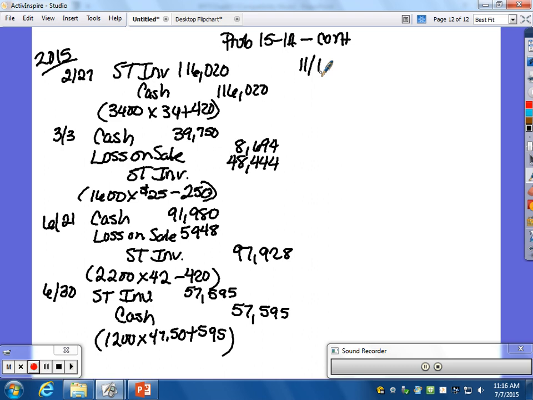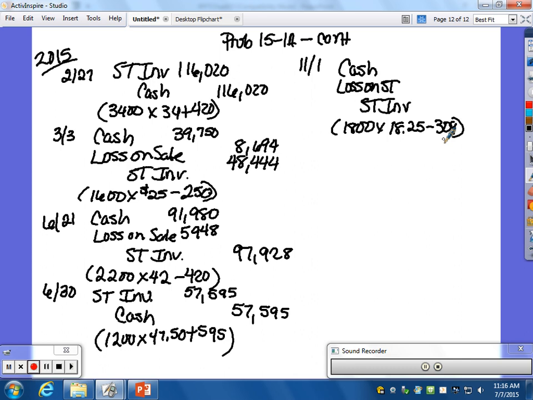My question here is, what is the journal entry? A loss. Yeah, that's what I wanted to know. So it can be the same as these over here: a debit to cash, a debit to loss, and a credit to short-term investment. 1,800 shares times $18.25 minus a fee of $309 gives us $32,541 in cash. It was worth $33,140, which means the loss is $599.